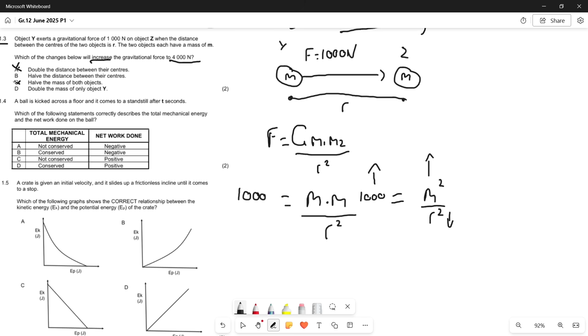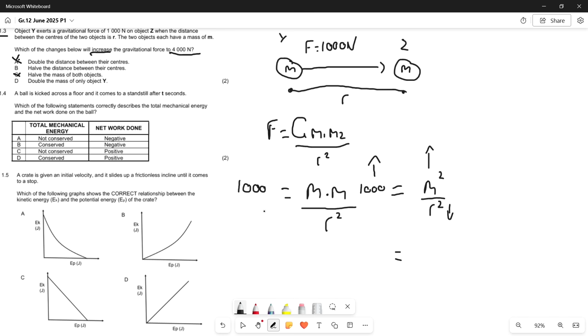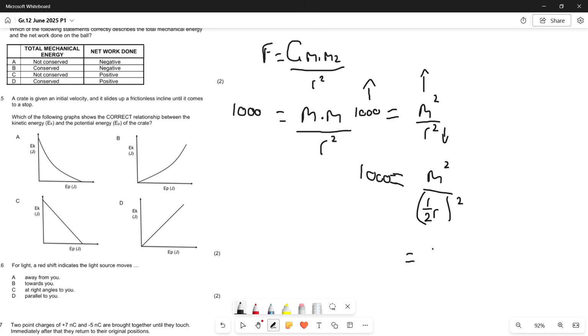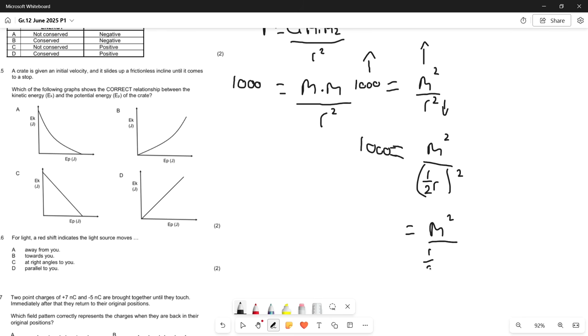Okay, and at this stage we can just go ahead and look at the radius first as a process of elimination, as that is the most common thing in these sort of questions. So what this means is we're going to now plug in this variation they're asking to see if it does give us the 4,000 over there. So halving the distance between their centers. So if we go m squared over half r brackets squared is 1,000 over here. What we do is we square both of these, which means we get m squared, that stays the same, over 1 over 4, and the r squared is also there. And then we have 1,000 over there.